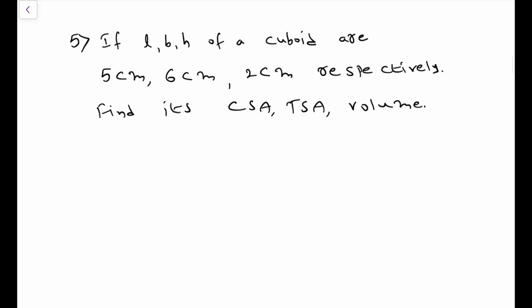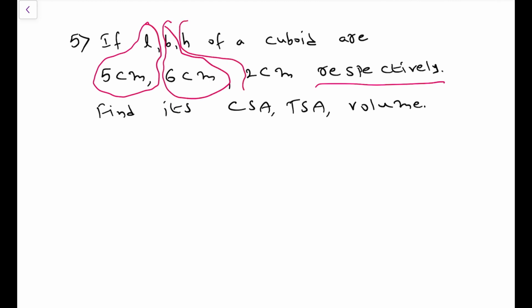Moving to question number 5. If length, breadth and height of a cuboid are 5 centimeter, 6 centimeter and 2 centimeter respectively, find its curved surface area, total surface area and volume. The meaning of respectively is that the first alphabet represents the first number, the second alphabet represents the second number and the third alphabet is for the third number.